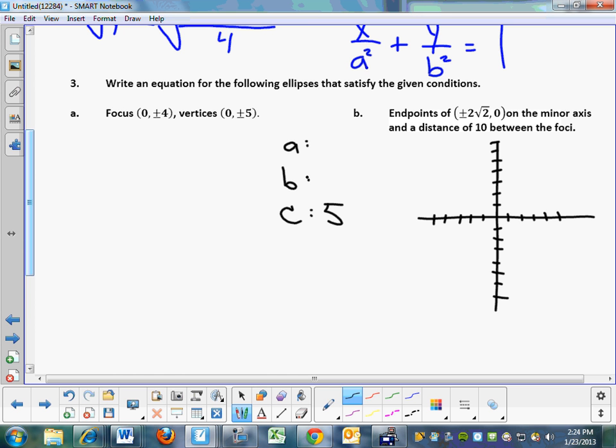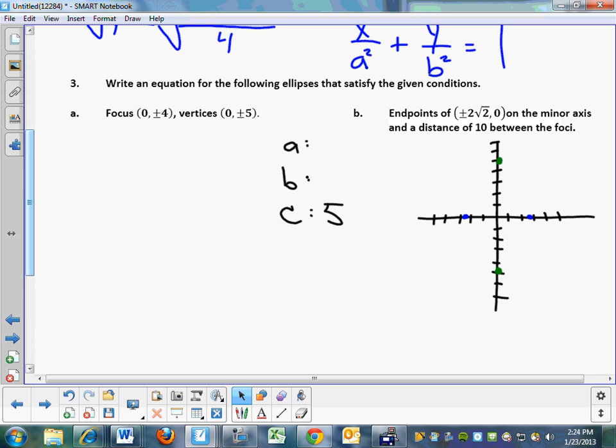So endpoints of plus or minus 2 square roots of 2. 2 square roots of 2 is going to be approximately 2.8. So, that's on the minor axis. So the major axis is going to be vertical or horizontal? Vertical. So we're looking for the endpoints here. Well, we know that the foci, I'll put those in green, are 1, 2, 3, 4, 5. 1, 2, 3, 4, 5.